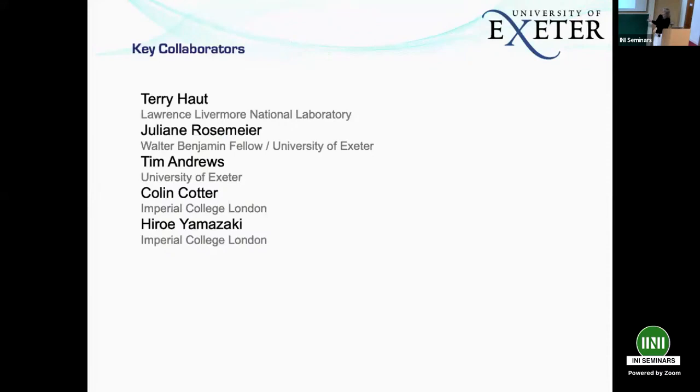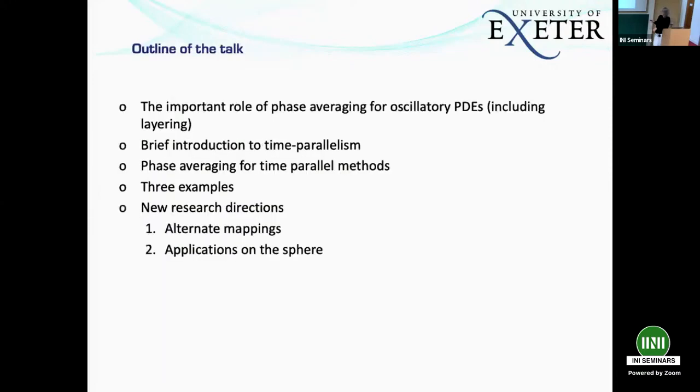So anyway, these are my main collaborators. I work with Terry Haut. He is a numerical analyst at Lawrence Livermore National Laboratory, and I'm visiting him too while I'm in California. Juliana Rosemeyer is a Walter Benjamin Fellow who has been working with us on these. Tim Andrews is a PhD student at Exeter, Colin Cotter at Imperial, and Hiroaki Yamazaki, who is a postdoc at Imperial. Almost all that I'm going to show is about that.